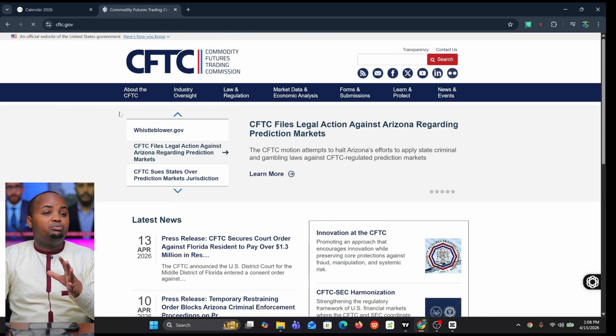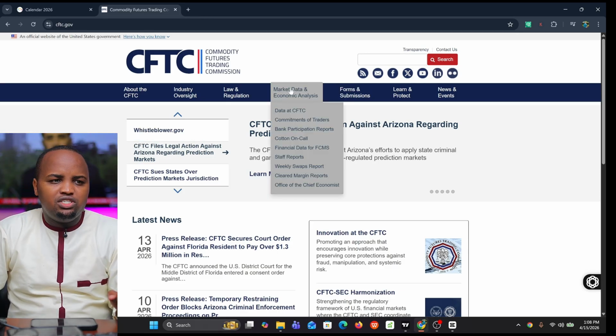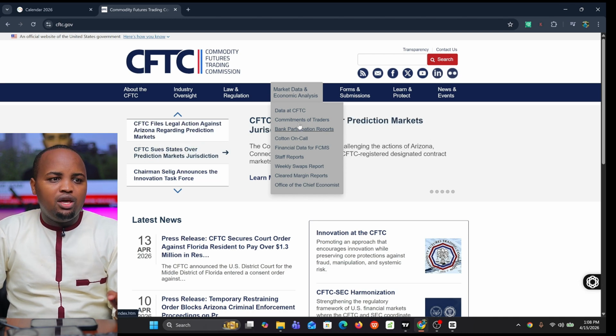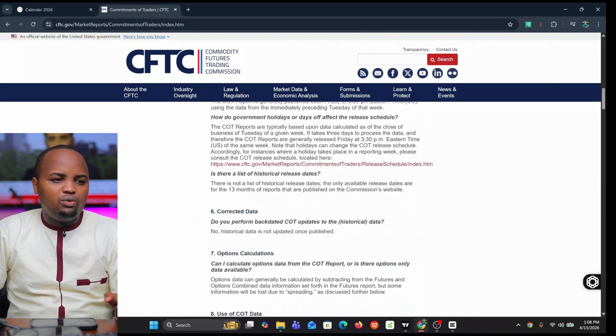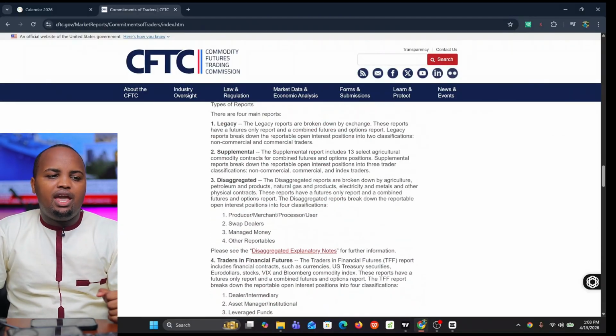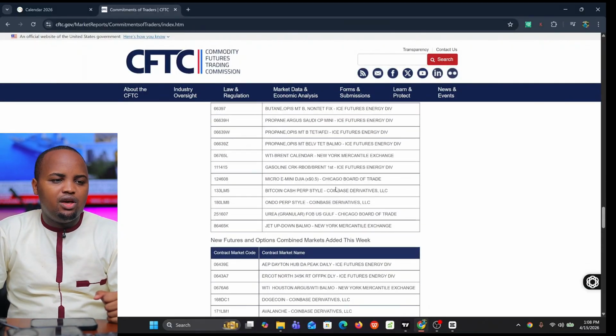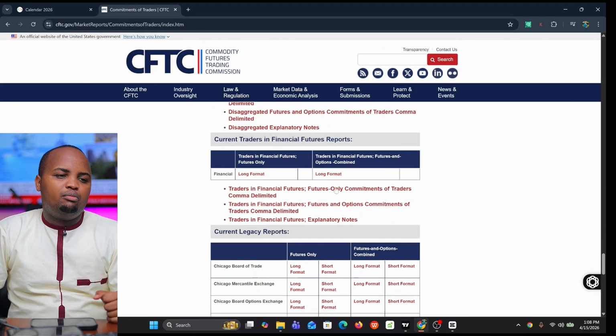I'm going to be very precise. After getting this, you don't need any registration. You just need to go to Market Data and Economics, then proceed all the way to Commitment of Traders. So this is COT. After that, you need to scroll all the way down. This time we are interested in just one thing, and that is currencies.